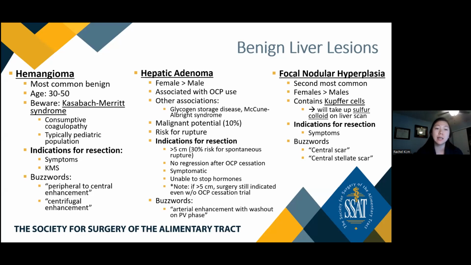So there are a lot of indications for resection. Large lesions, regardless of whether they are associated with birth control use, are an indication for resection. Anything over 5 centimeters, it is reasonable to surgically resect. Obviously, any symptomatic lesions, and if someone is unable to stop their hormone therapy, would be another reason to consider resection as well.